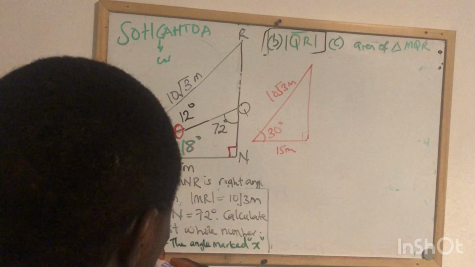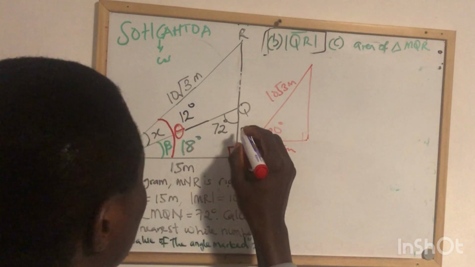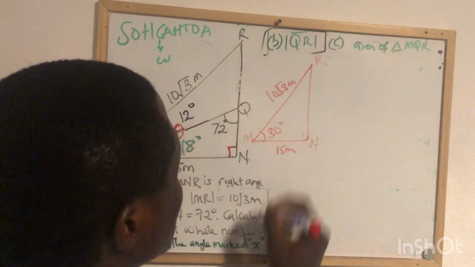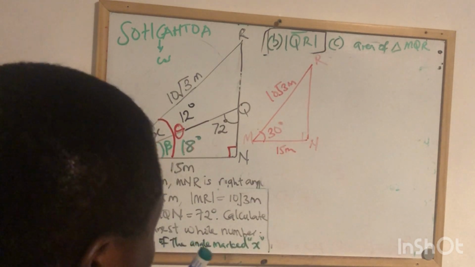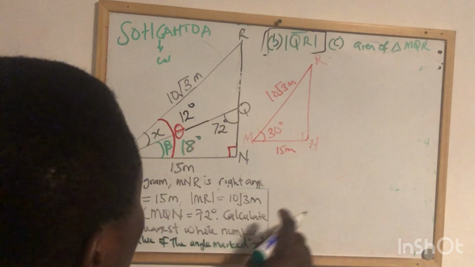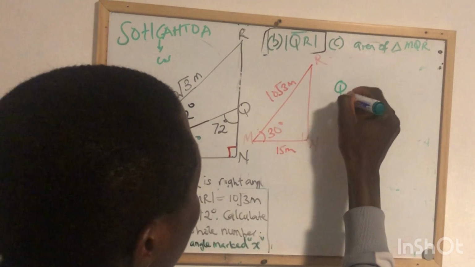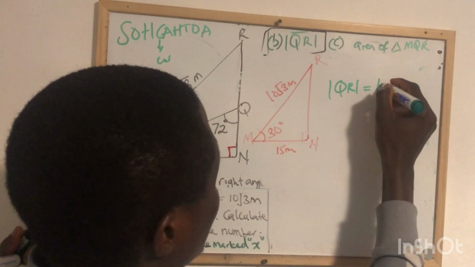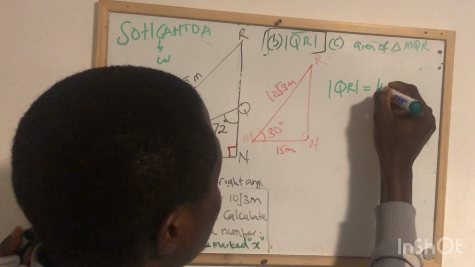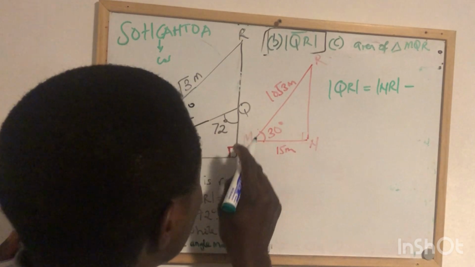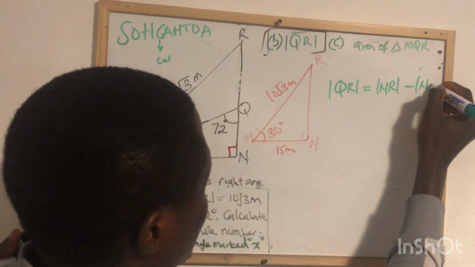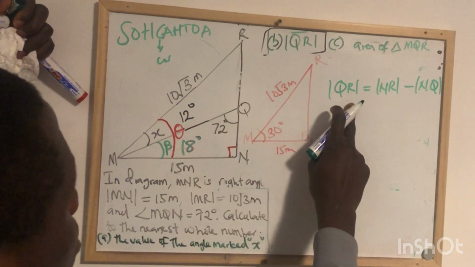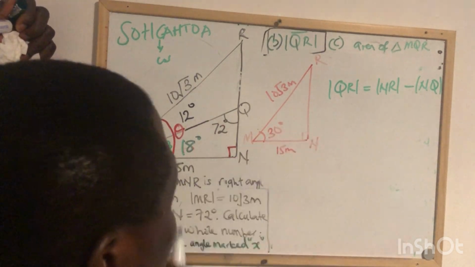Let me label it first. To get QR, you need NR. We are asked to calculate line QR. Line QR itself is equal to line NR minus line NQ. Please follow to get that value. So to get line QR, you need to get line NR minus NQ.